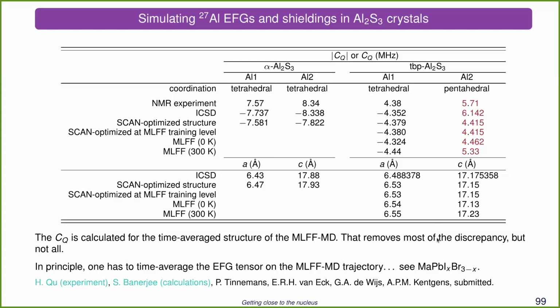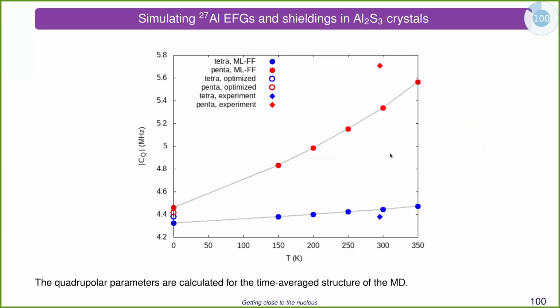What you should actually do is calculate the tensor for all the time frames in your molecular dynamics run and then average over that. That is not what we did here, but that would be the actual proper way of doing it. Here you see it again summarized. This is the tetrahedral position. This is not sensitive to temperature. This is the non-tetrahedral position, the penta coordinate position that is very sensitive to temperature, and we can capture that with the MD.